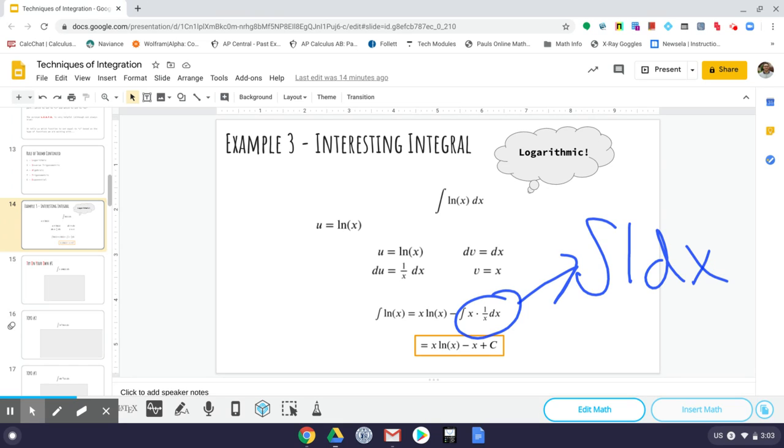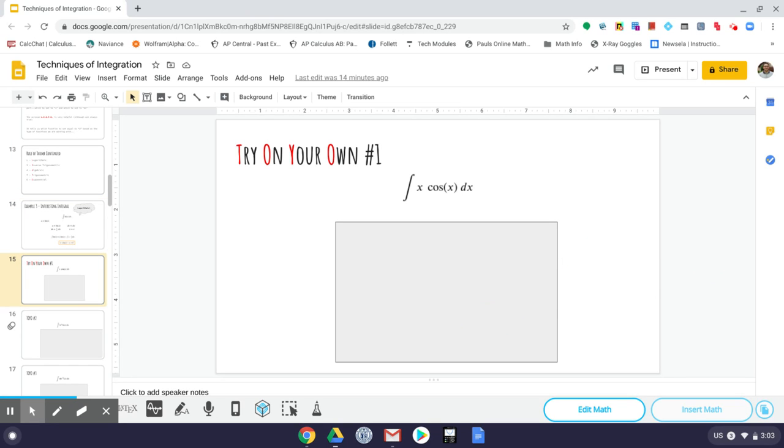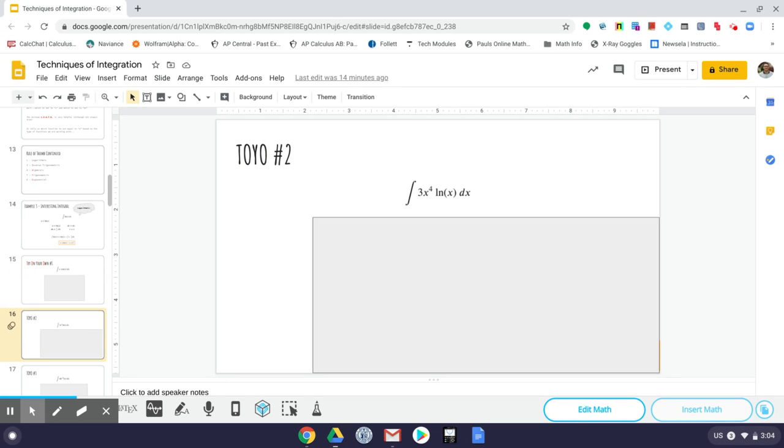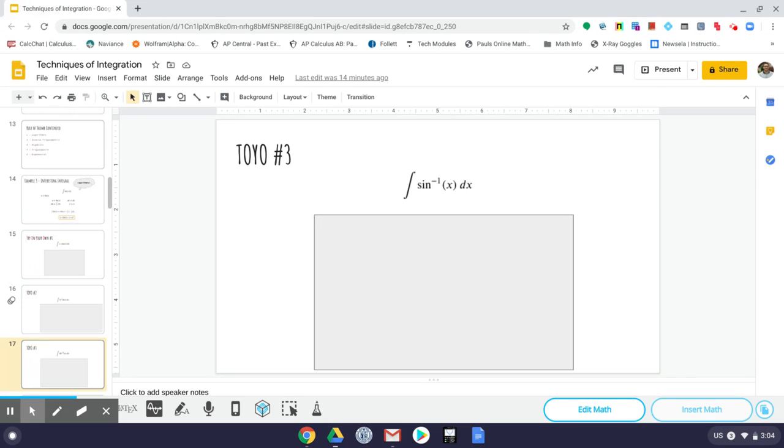All right, just to give you a highlight, the try on your own number 1, which I'm going to call TOYO number 1, is x cosine x. So that's the first one you should try. TOYO number 2 is 3x to the 4th times the natural log of x dx. And TOYO number 3 is the inverse sine x dx. What is the integral of the inverse sine?